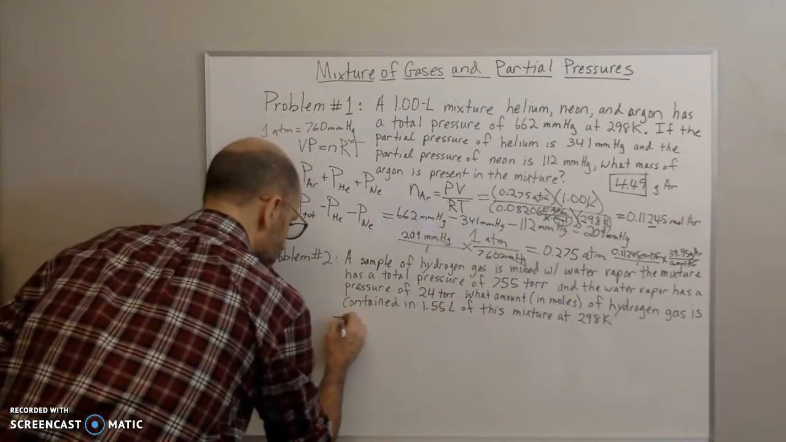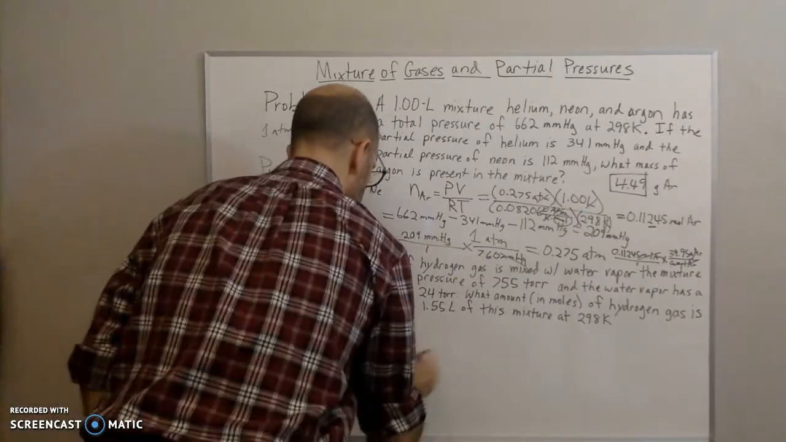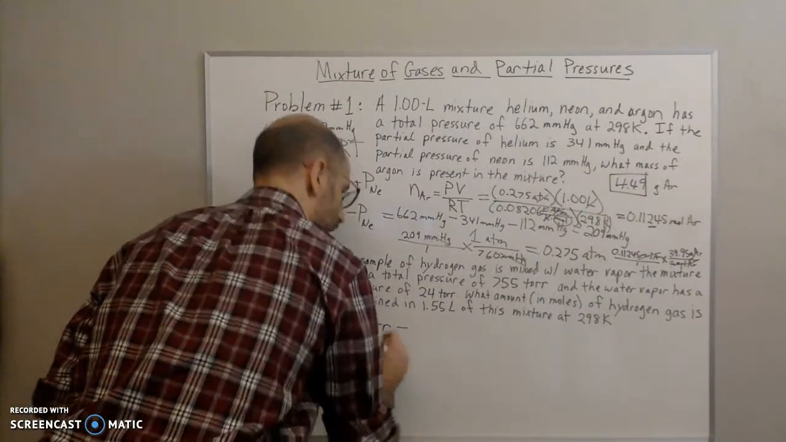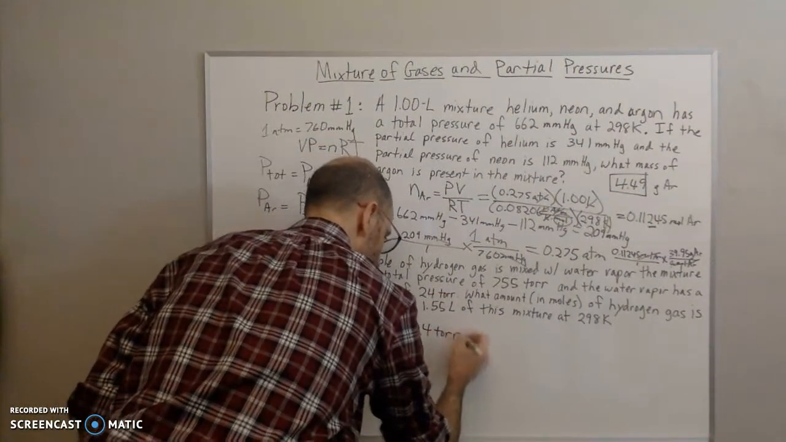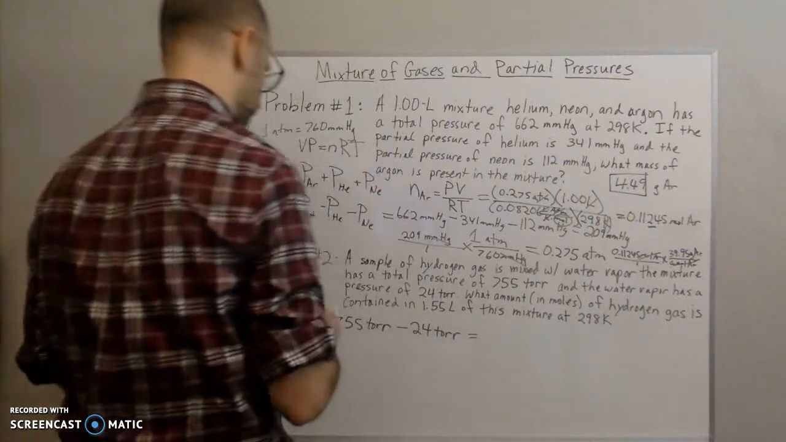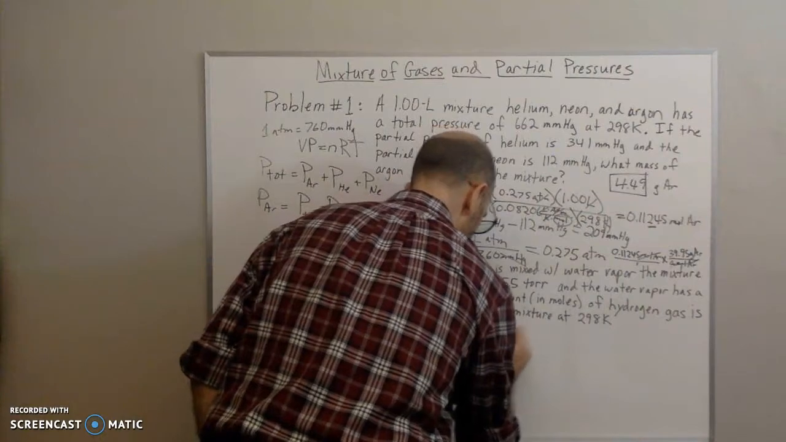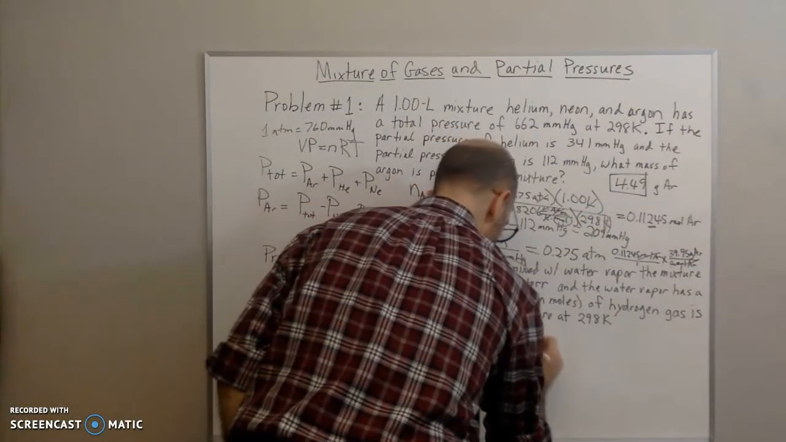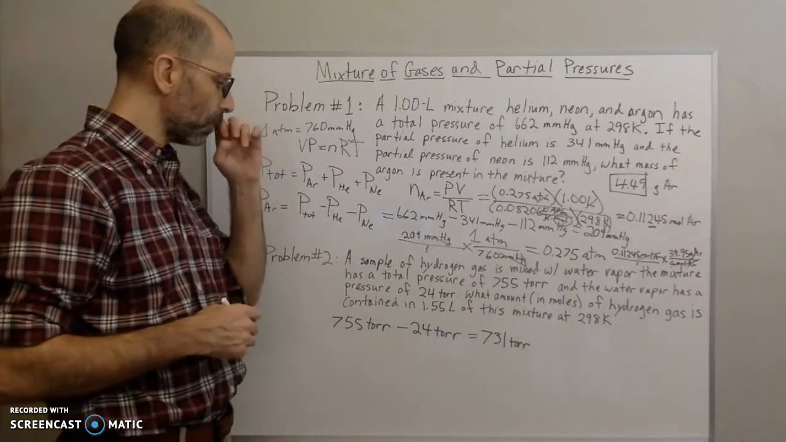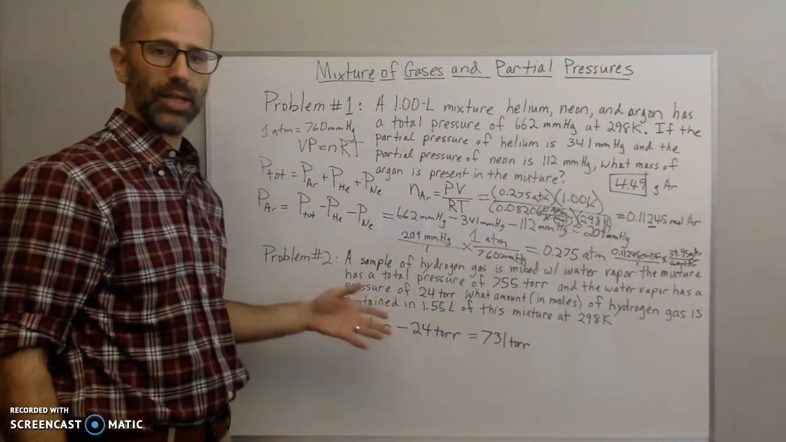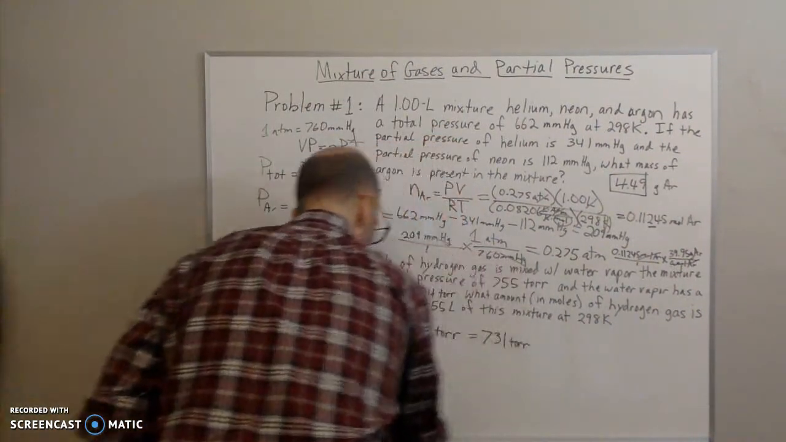So I have the total pressure is 755 torr, and I'm going to subtract out the 24 torr from the water vapor, the partial pressure of the water vapor, and if I subtract that out, then I'm going to get 731. So 731 torr is the partial pressure due to the hydrogen. And if I'm going to use the ideal gas law, now I need to convert that to atmospheres. I'll do that down here.